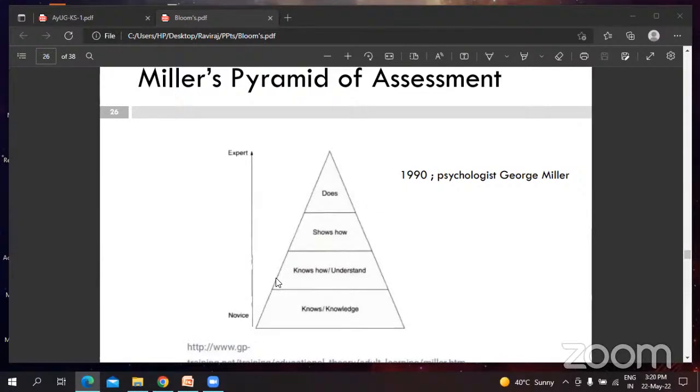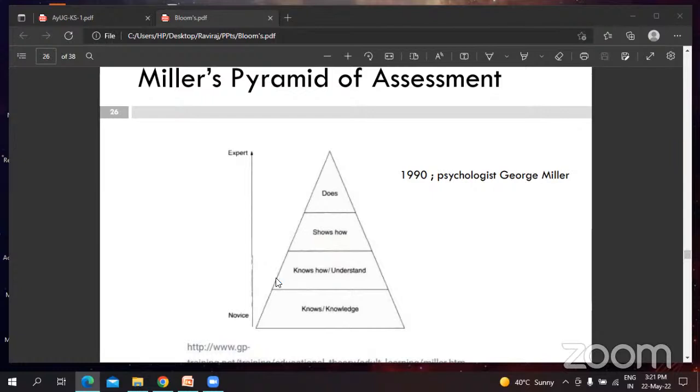There are certain assessment methodologies which have been designed by educationists in the past. One of the most famous assessments used for evaluating a student is called Miller's pyramid of assessment. George Miller, a psychologist, designed this pyramid in 1990, which is called Miller's pyramid.